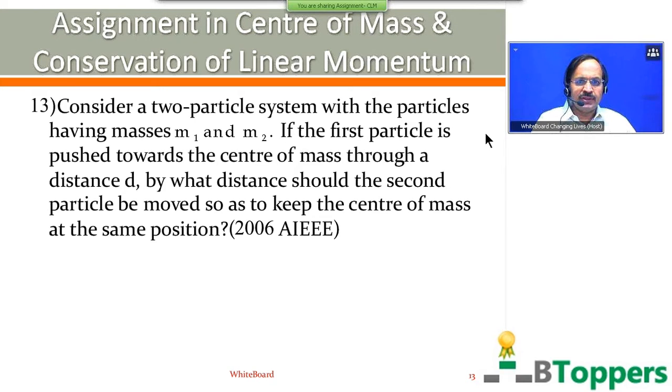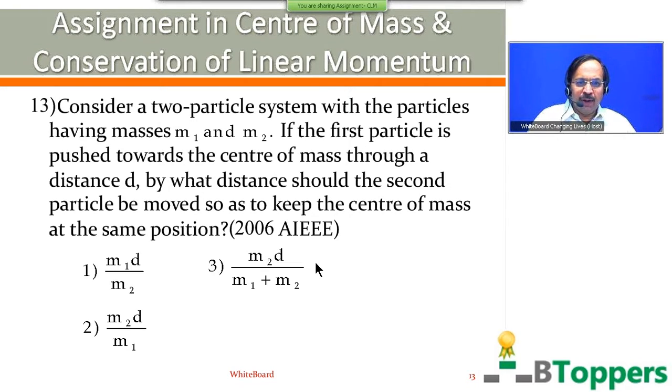Consider a two-particle system with the particles having masses m1 and m2. The first particle is pushed towards the center of mass through a distance d. By what distance should the second particle be moved so as to keep the center of mass at the same position? You are given 4 options on the screen in terms of m1, m2 and d. Come on, try to answer this question.